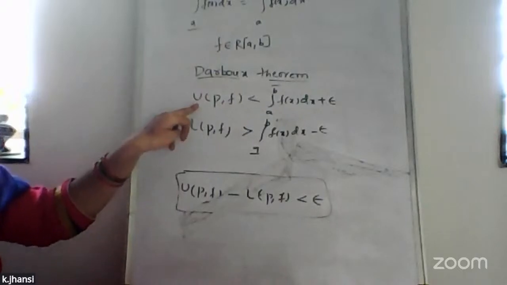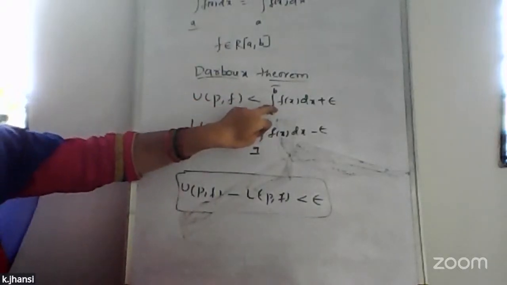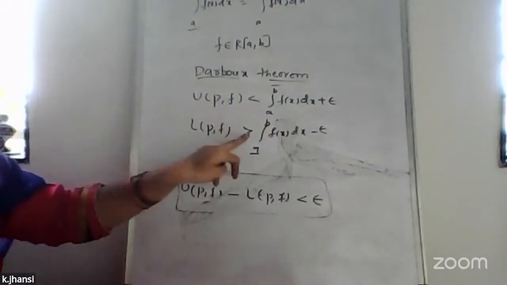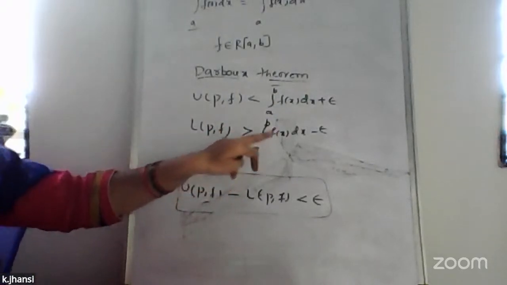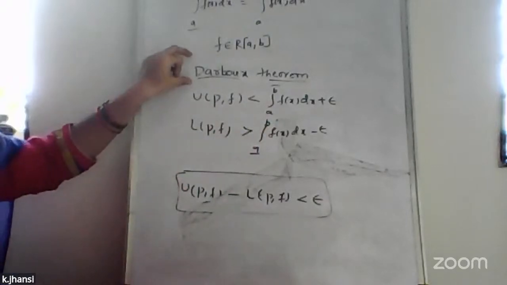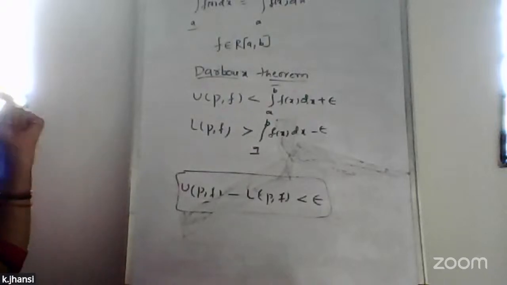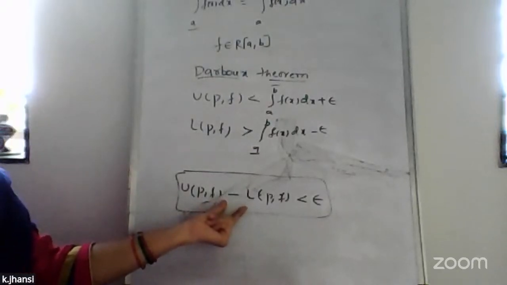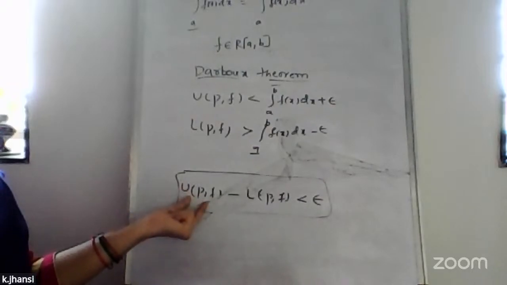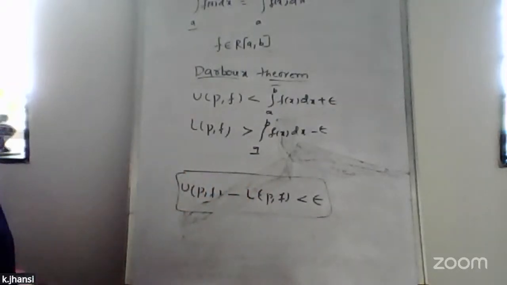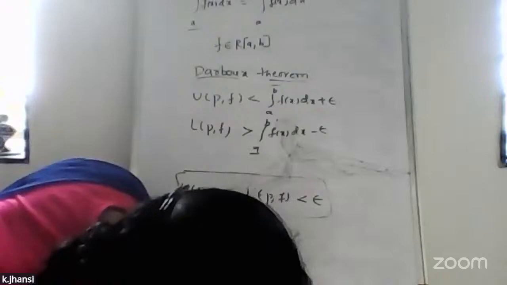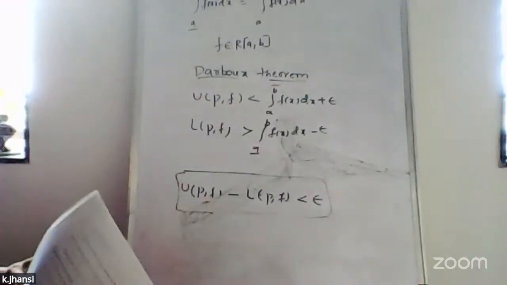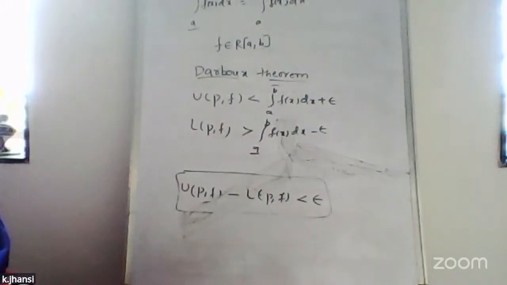The upper Darboux sum is greater than the upper Riemann integral, and the lower Darboux sum is less than the lower Riemann integral. If these conditions are satisfied, then the Darboux theorem is verified. Okay, and this is the condition of integrability: the upper Darboux sum minus the lower Darboux sum, whenever it is less than epsilon, is the condition for Riemann integrability. On this we have one problem, so it might be asked as a 5 marks question. If you see the whole 7th unit, you have theorems there.